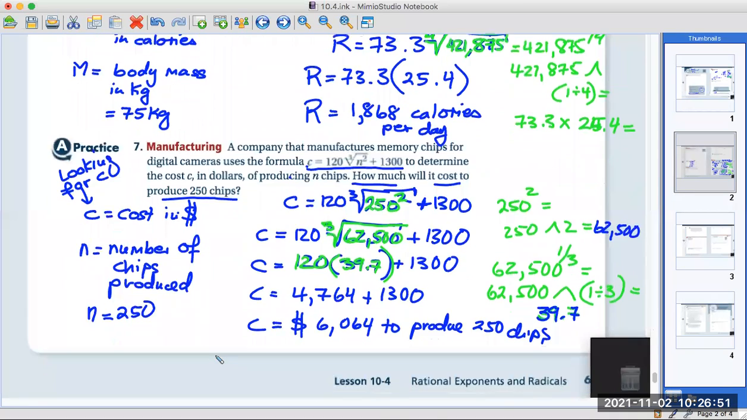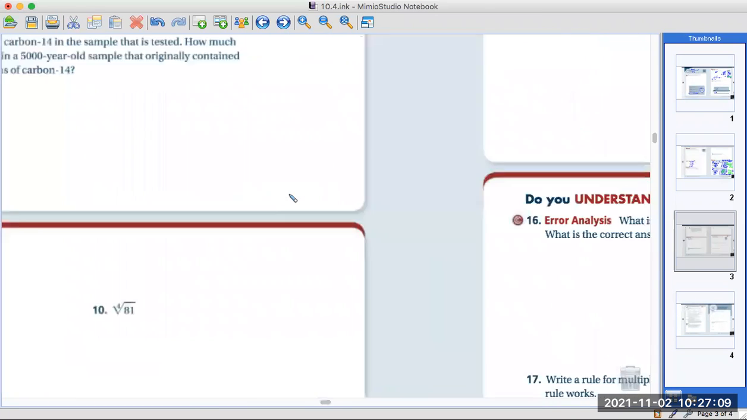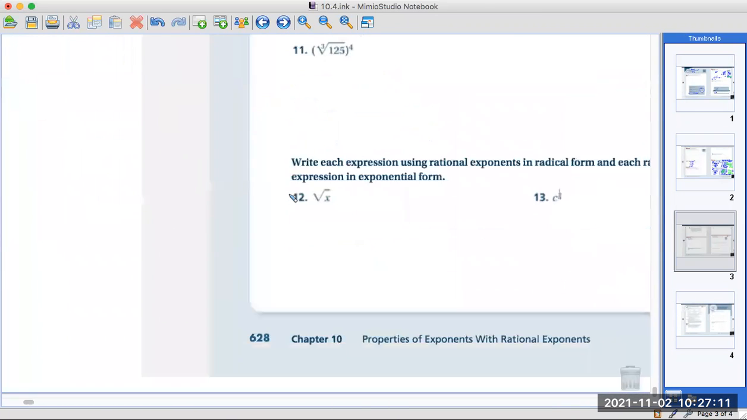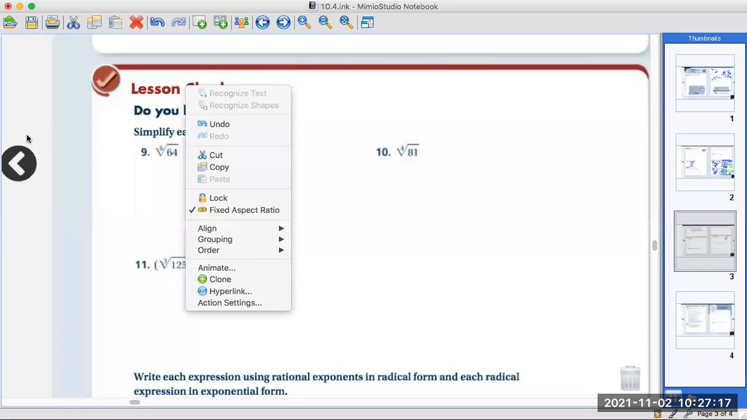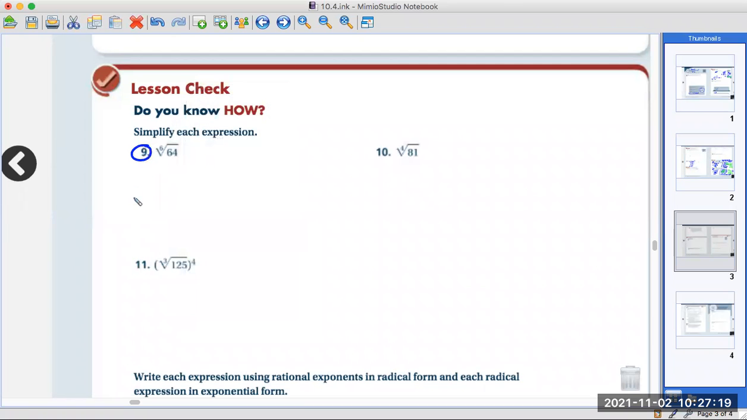So go ahead and take your time, copy this. You can pause the video. It sometimes helps to watch and then pause it and then take the notes down. That would be the best way with these word problems, especially. Now, next page, you're going to do your homework. We're on page 628.